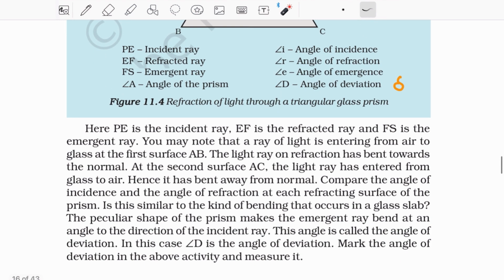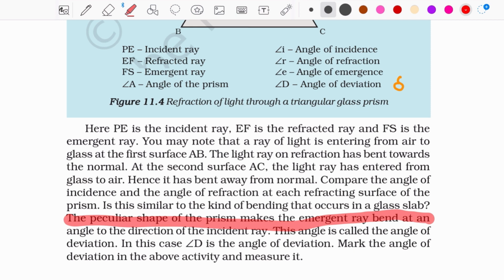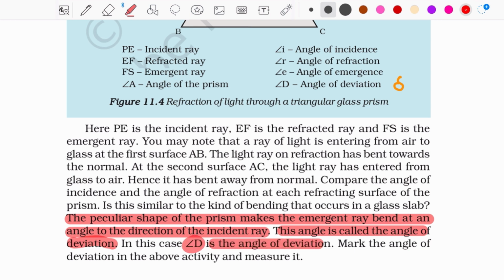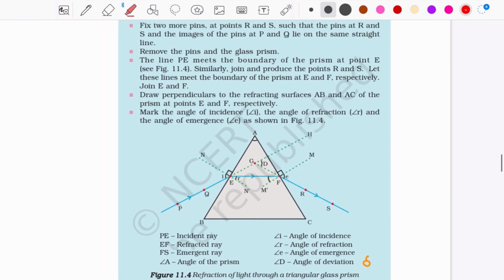Is this similar to the kind of bending that occurs in the glass slab? No. The peculiar shape of the prism makes the emergent ray bend at an angle to the direction of the incident ray, means towards the base. This angle is called the angle of deviation. In this case, D is the angle of deviation. Mark the angle of deviation in the above activity and you can measure it.